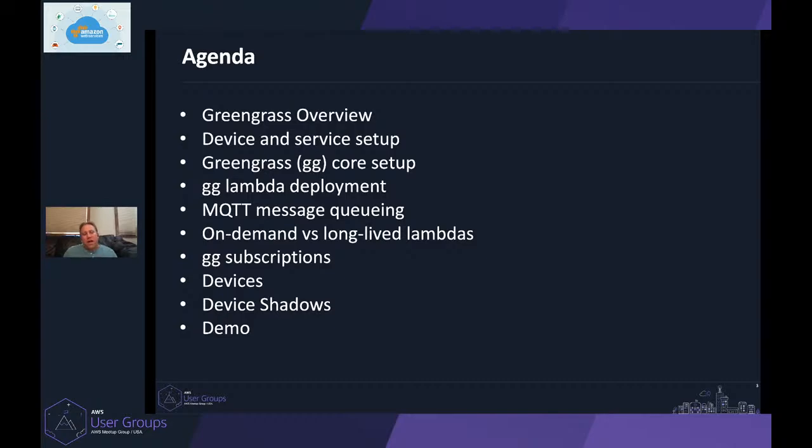A lot of the constructs within Greengrass are based upon message queuing on premises, not within AWS, and we'll get into that a little bit more. So we'll dive into what are the constructs of that message queuing using the MQTT service and how to use it, setting up subscriptions, stuff of that nature. Then we'll dive into the difference in Greengrass of on-demand versus long-lived Lambdas. Again, getting into Greengrass services and connecting devices, how to configure devices. Then finally, we'll get into device shadows and a demo of device shadows.